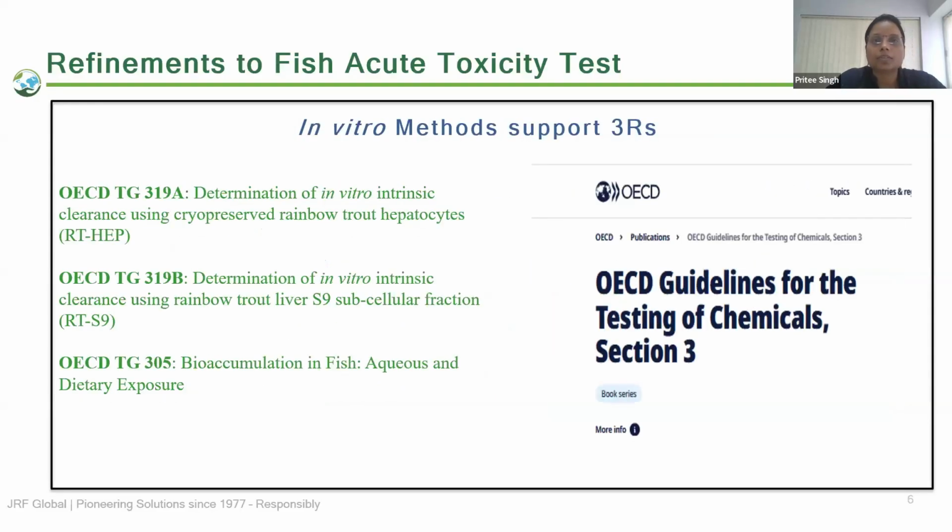Then in vitro methods, in continuation with the refinement to the fish acute toxicity test. In vitro methods that support the 3R. There are some guidelines that have been mentioned in section 3, that is environmental fate and metabolism. So I have mentioned here three guidelines. One is 319A, which is the determination of in vitro intrinsic clearance using cryopreserved rainbow trout hepatocytes.